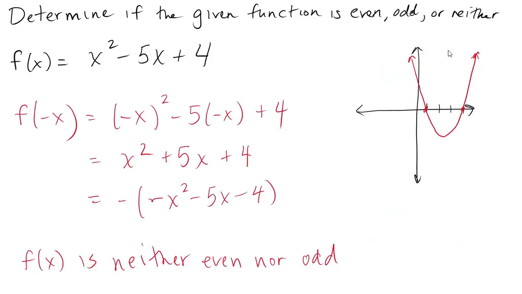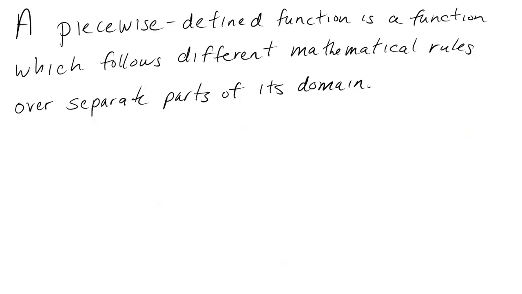Okay, now we're going to shift gears and we're going to look at piecewise-defined functions. A piecewise-defined function is a function which follows different mathematical rules over separate parts of its domain. For some inputs you follow one rule, and for other inputs you follow another rule. And the way that you write a piecewise-defined function is typically to name the function and then use a set brace and contain the rules inside the set brace. So you'll make a list of all of the different rules for the different pieces of the domain.